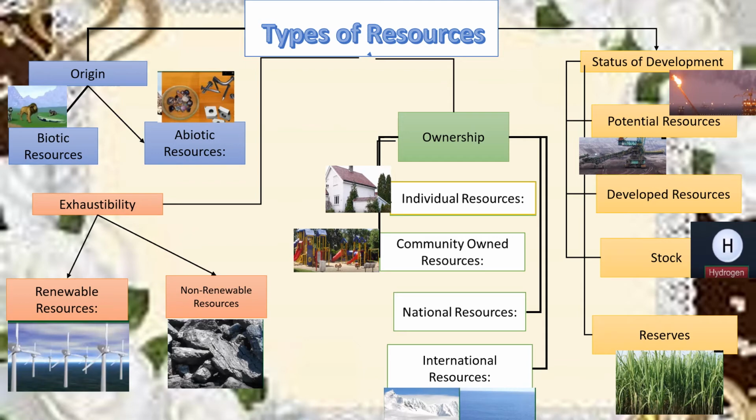The next one is known as stock. Stock means resources which cannot be used. You know resources are there, but you cannot use them because you don't have the technology. For example, let's take hydrogen. Hydrogen is found in water. Hydrogen is found in air. Using two hydrogen atoms, we can create clean energy.